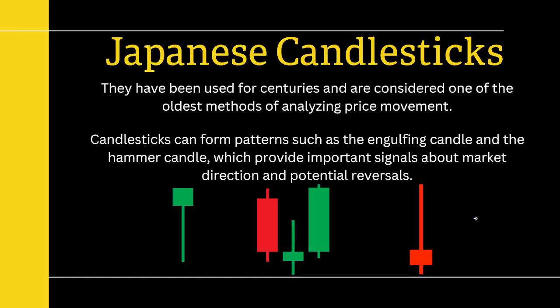So again, Japanese candlesticks have been used for centuries and are considered one of the oldest methods for analyzing price movement. Candlesticks can form patterns such as the engulfing candle and the hammer candle, which provide important signals about market direction and potential reversals. We have looked in previous lectures at what a candlestick means and what it's trying to explain, and there are certain patterns that you can just memorize and be aware of, and these patterns can explain to you whether a reversal from here is possible or not.